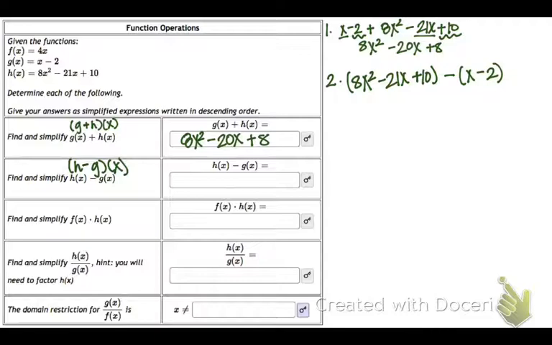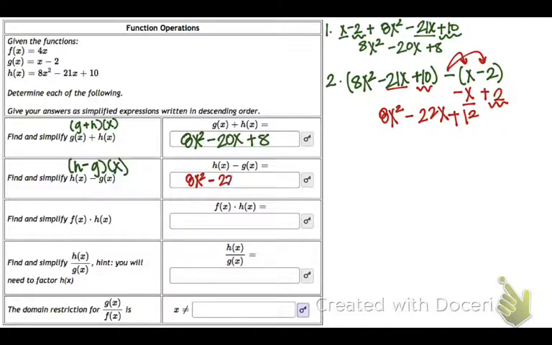Remember, whenever we subtract, we're going to distribute our subtraction sign. So this becomes a negative x, that becomes a positive 2. Okay, and then we combine like terms, so we have 8x squared. These two combine to be negative 22x, and these combine to be 12. So then this is 8x squared minus 22x plus 12.